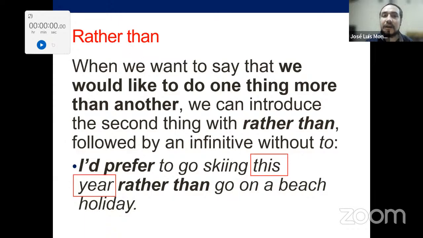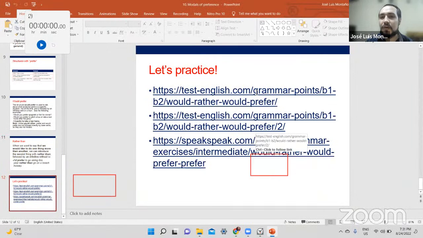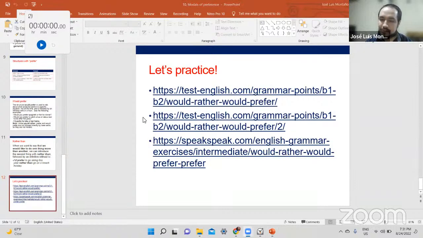Okay, so that's it regarding the models, Evelyn and Astrid. As always, you have here some links, right? And you can access those links and you can practice would rather, would prefer, and prefer to see the differences and to be sure that you understood. Okay, and that's the end. This was lesson 2. We're still in unit 3. We're going to finish, of course, the last lesson on Friday.